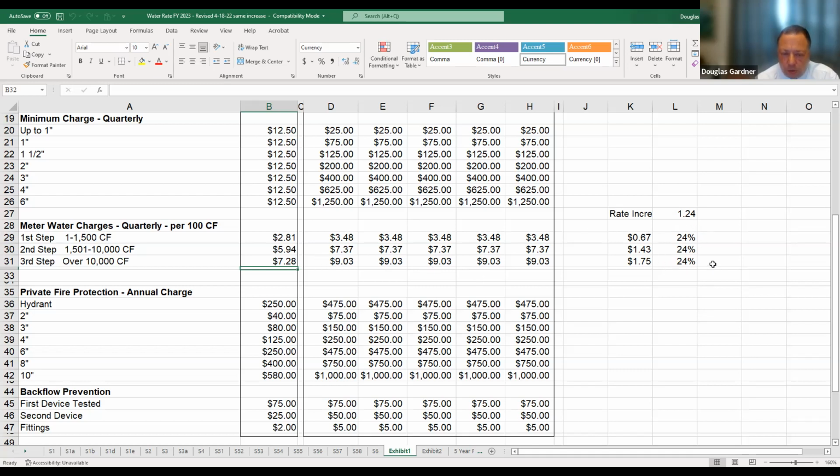Now, I know 24% is a very high number. My first pass at these numbers was significantly higher. I believe it was up over 50%. Tony worked really hard to find money out there and use reserves to pay for certain portions of the project, which ultimately kept the rate increase as low as possible. And that lowest possible increase is the 24%.